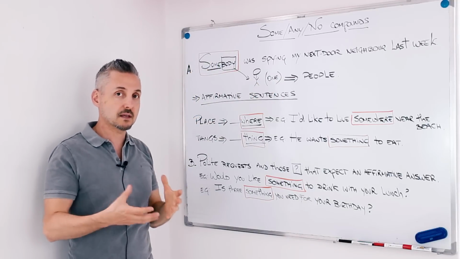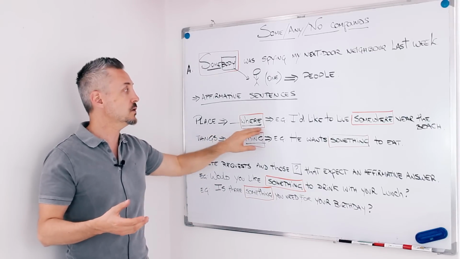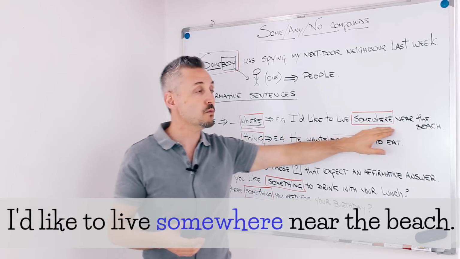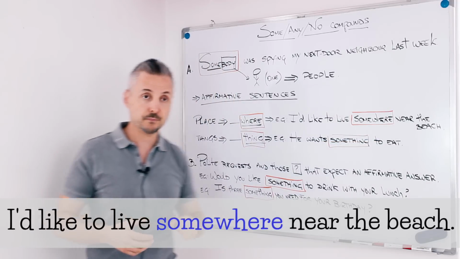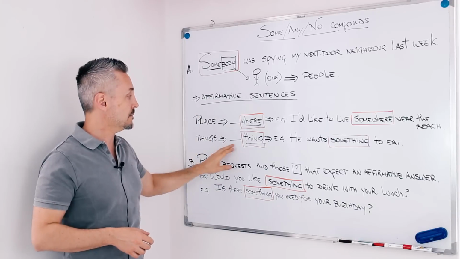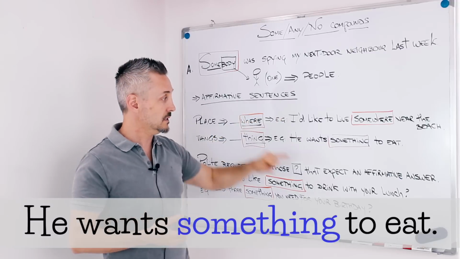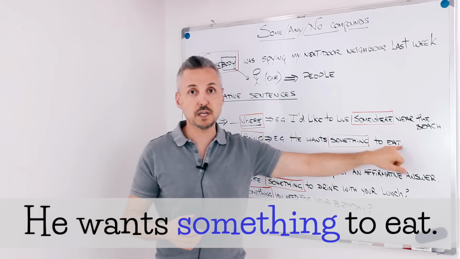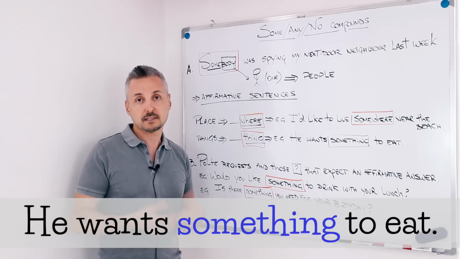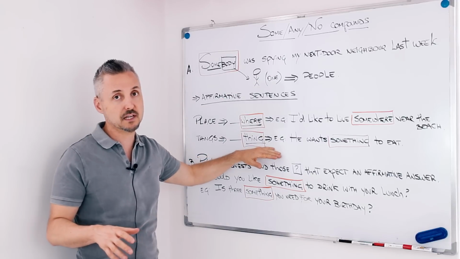If I want to say something referring to a place, we use where. So for example, I'd like to live somewhere near the beach. Or for things, we use something. An example, in an affirmative sentence: he wants something to eat. It could be cheese, it could be a burger, something to eat. Now, this is for affirmative sentences.